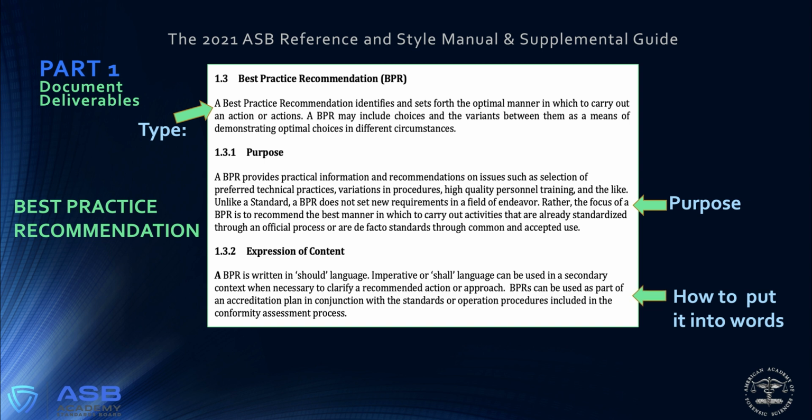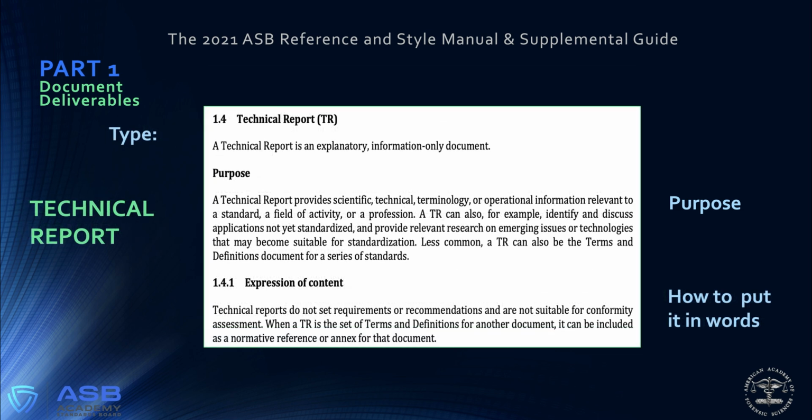Technical report is very simple. It's an explanatory information-only document. A technical report informs the reader on any of a wide variety of topics related to a field of activity, a profession, a large topical area. Emerging technologies are often the subject matter. Research findings or background materials relevant to a specific area of interest, such as forensic discipline. All of that might become grist for the TR mill.